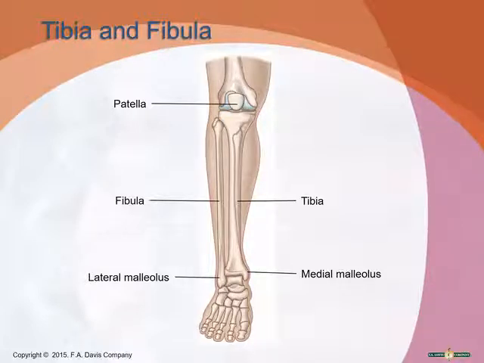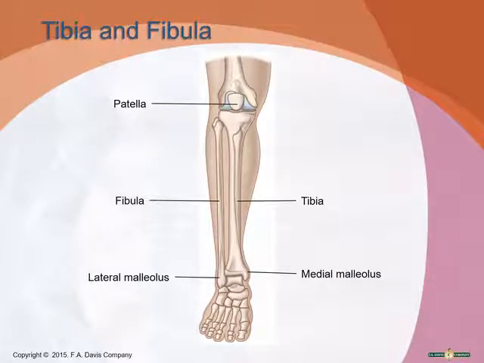The head of the fibula up here articulates with the tibia. So again, the fibula does not bear weight, the tibia does. And the bottom here, the distal end of the fibula, right here, is what forms the lateral malleolus of the ankle. I think that's probably the most common fracture site for an ankle fracture. The medial malleolus of the tibia is the other side of your ankle.